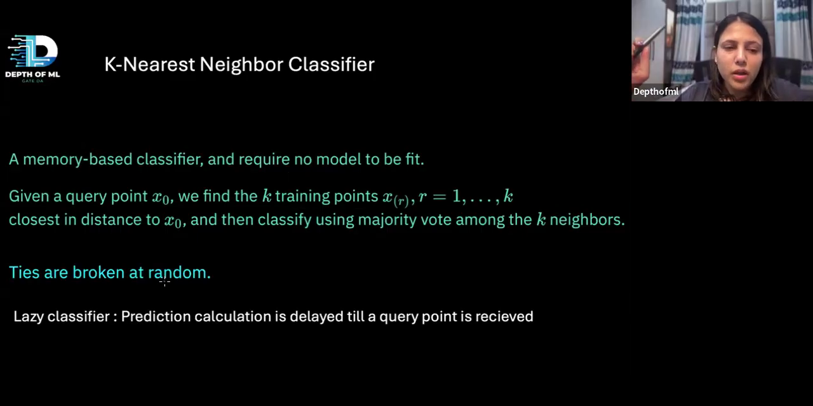Fine. Now, this is also a lazy classifier. The meaning of lazy classifier is that the prediction calculation, whatever you're doing, is delayed till the query point is received. So you don't do anything until you receive a query point. You just remember all the data points that you had in your training data. Once you receive a query point, only then do you start your calculations. Hence, this is also called a lazy classifier. Fine. Clear?